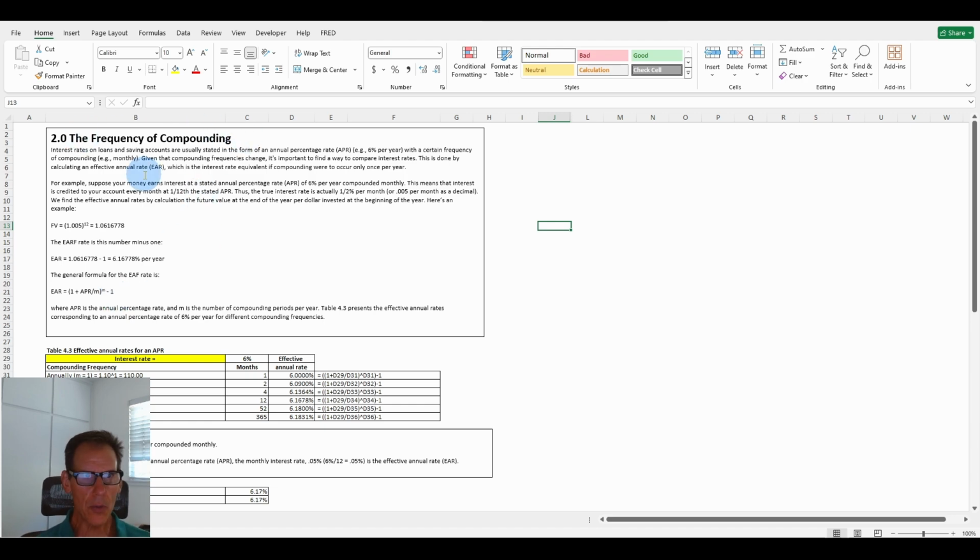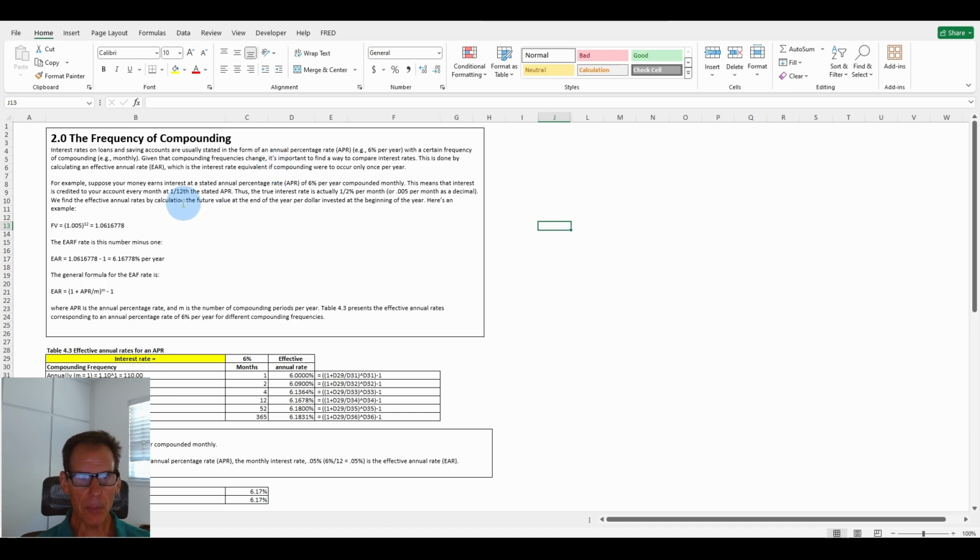Interest rates on loans and savings accounts are usually stated in the form of an annual percentage rate, 6%, for example, with a certain frequency of compounding, monthly, for example. Given that compounding frequencies change, it's important to find a way to compare interest rates. This is done by calculating an effective annual rate, EAR, which is the interest rate equivalent if compounding were to occur only once per year.